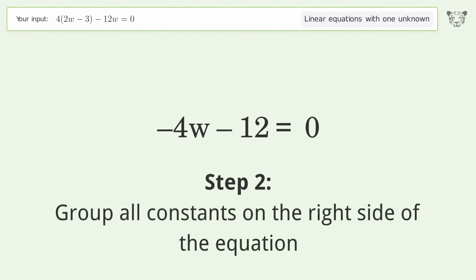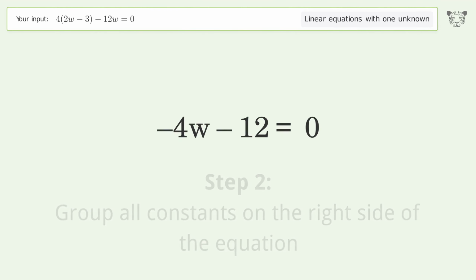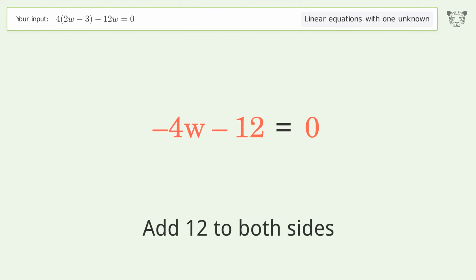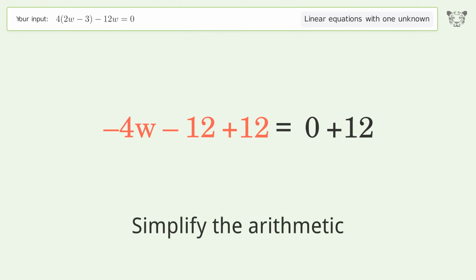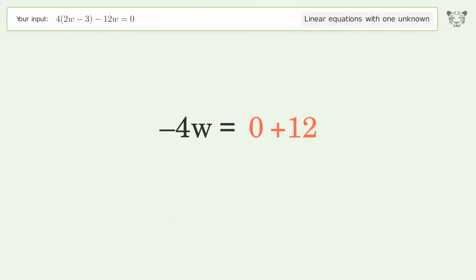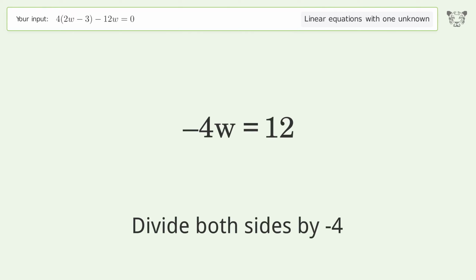Group all constants on the right side of the equation. Add 12 to both sides. Simplify the arithmetic. Isolate the w. Divide both sides by -4.